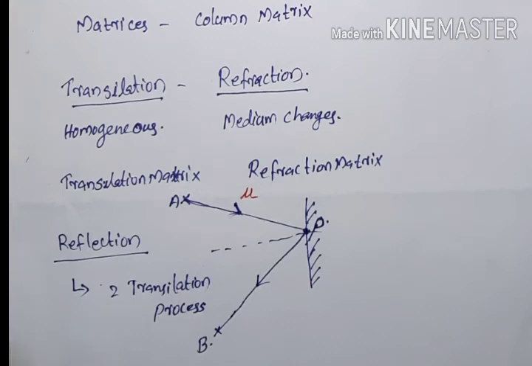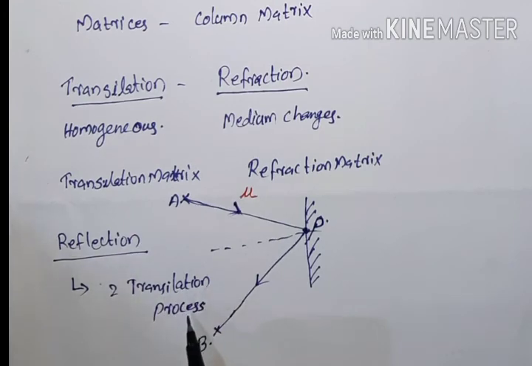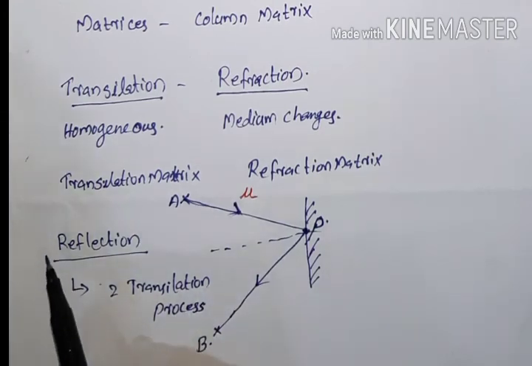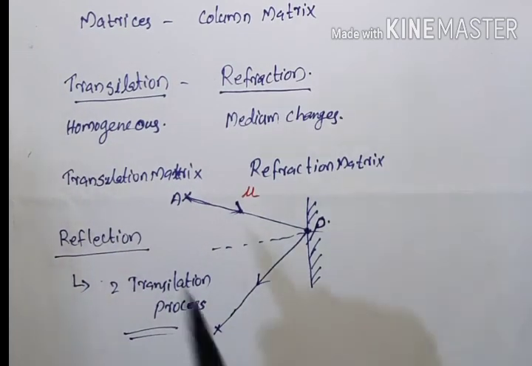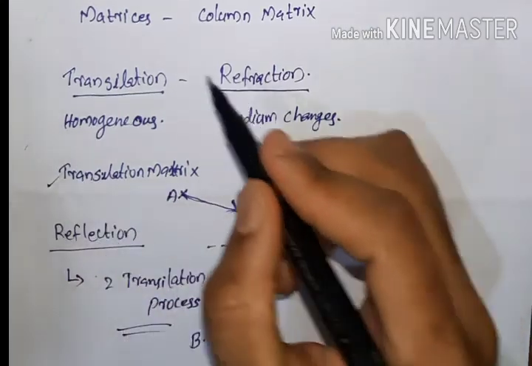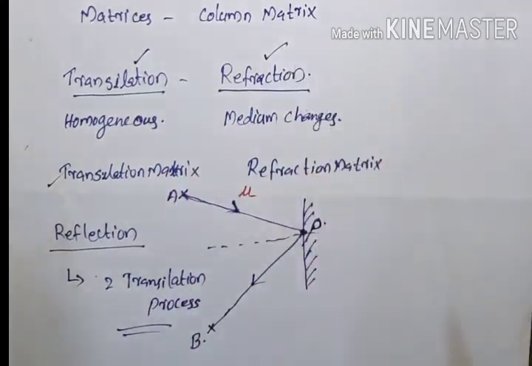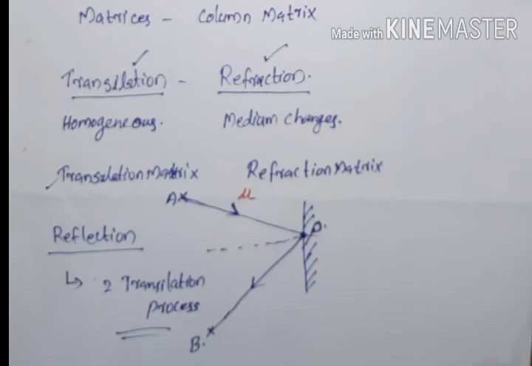So there is no need to represent reflection by using some other matrices, because reflection can be represented by two translational matrices itself. We do not need to consider reflection as a separate phenomenon. So we only have to consider the translational matrix and the refraction matrix in the propagation of a light ray through a medium.